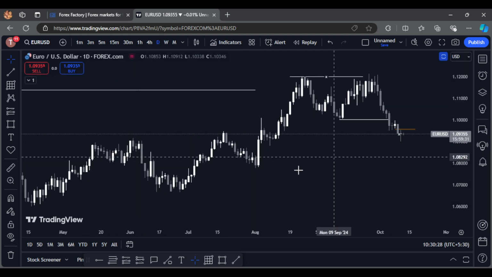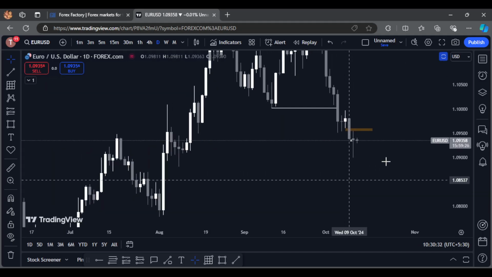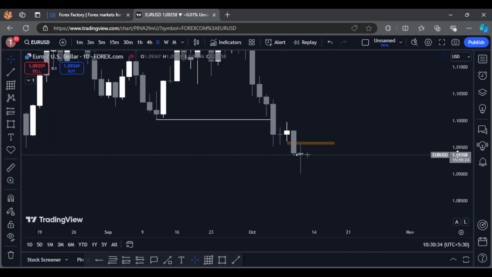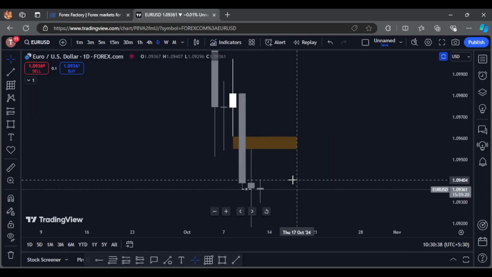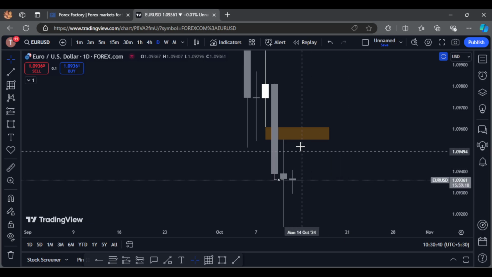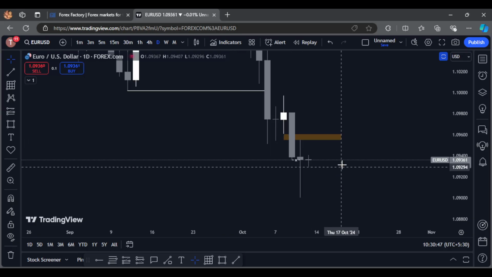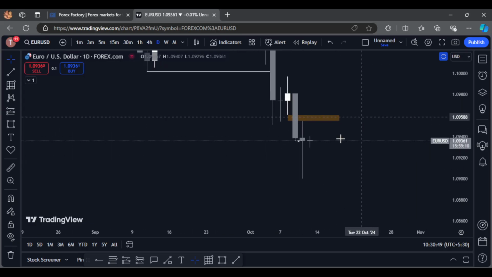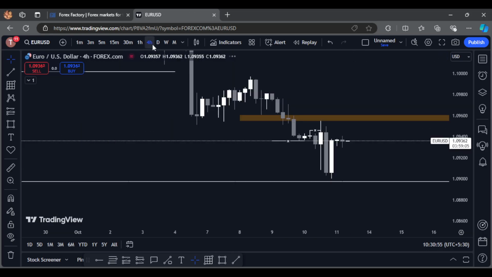As we move to the dailies, though we have nothing much clear here, we can see that the price had swept the previous day's low and closed above it, and we are having this FVG. So most likely, if the price is going to mitigate this FVG, and we can then possibly come down towards the lower side. So let's move to the 4 hours to see what do we have in there.